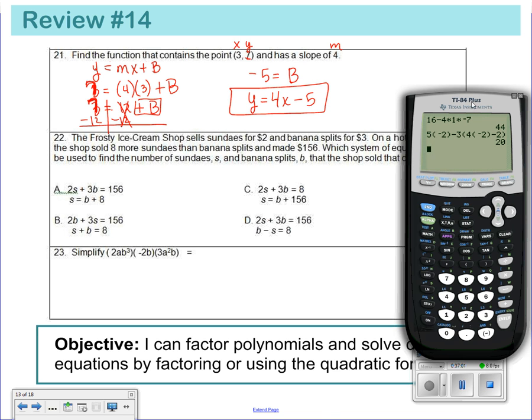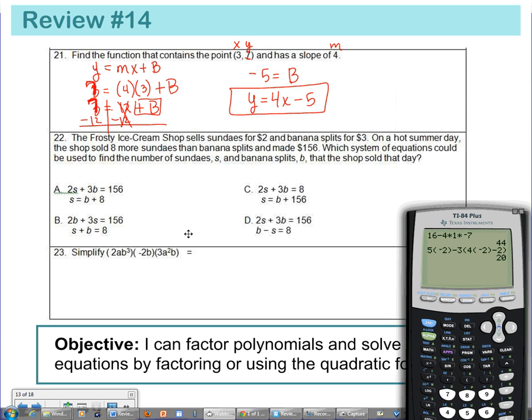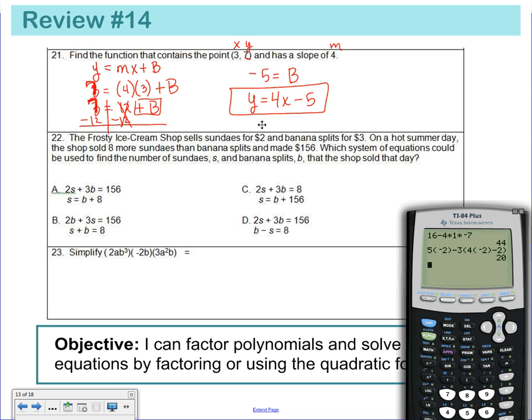Number 22, this is, can we write a system based upon a word problem? We have Frosty Ice Cream Shop sells sundaes for $2 and banana splits for $3. So I know each sundae is going to be $2 a piece. And I know each banana split is $3 a piece. On a hot summer day, the shop sold 8 more sundaes than banana splits and made $156. Which system of equations could be used to find the number of sundaes S and banana splits that the shop sold that day? So let's look at the numbers that they give us.